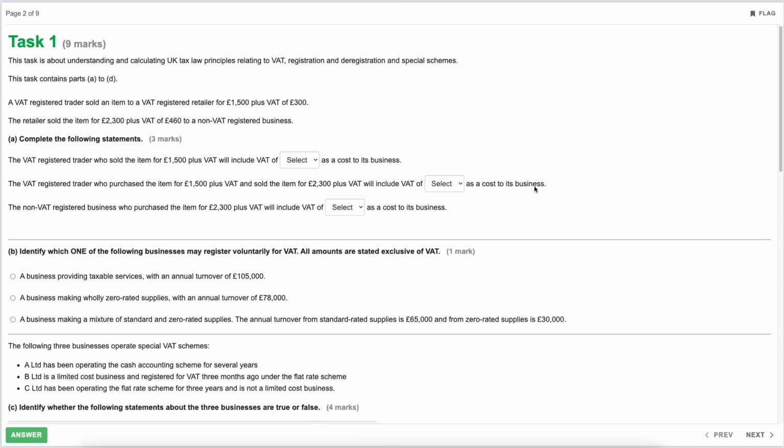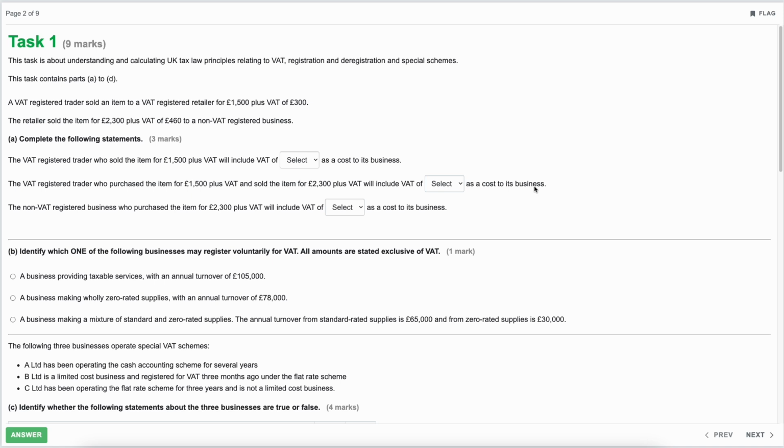Right then, so let's have a look at our first task. So a VAT registered trader sold an item to a VAT registered retailer for £1,500 plus VAT of £300. The retailer sold the item for £2,300 plus VAT of £460 to a non-VAT registered business. Part A then, for 3 marks, complete the following statements.